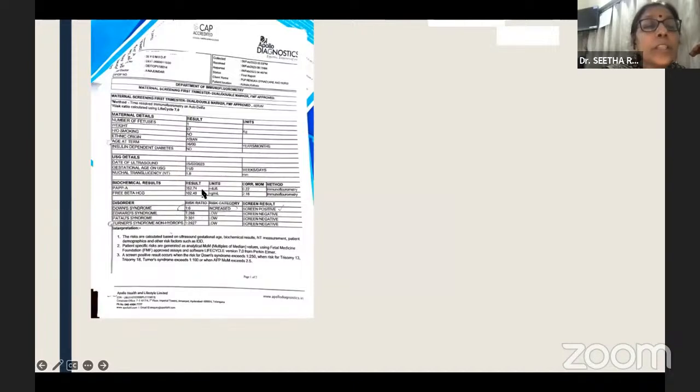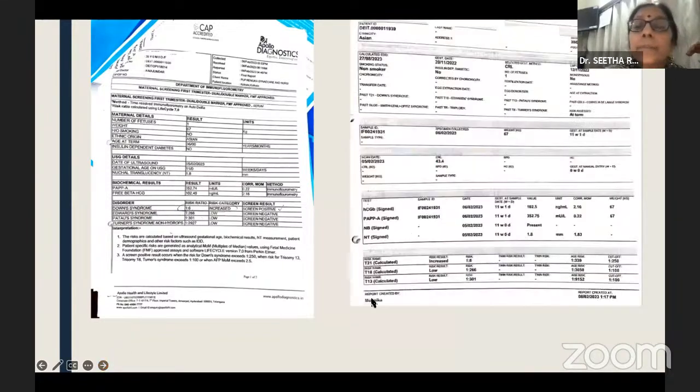The screen was positive, where PAPA was 0.22 MoM, and free beta-HCG was 2.16. So again, you can see the PAPA is actually very low, but when you see here, the CRL was only 43.4. The minute you see this, if you had just seen the report, you would not have realized that this was done at the wrong gestational age. So gestational age can change the biochemical marker and give you a false positive report. So make sure you use the proper protocol, use the guidelines and interpret it accordingly.